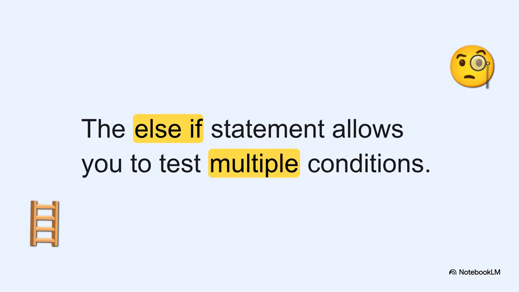Okay, but what if it isn't just a simple yes or no? What if you've got multiple options? Well, that's what else if is for. It lets you build a kind of logic ladder. You can tell your code, first, check this. If that's not it, else if this is true, do this. If not, else if this other thing is true. You get the idea. You just go down the ladder until you find a match.